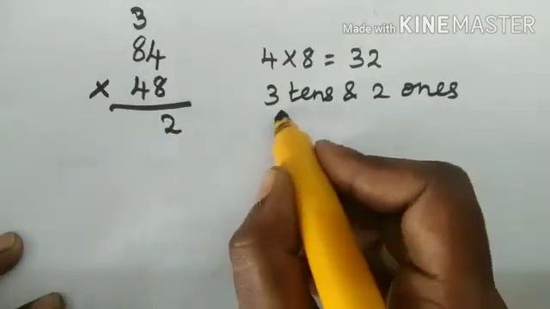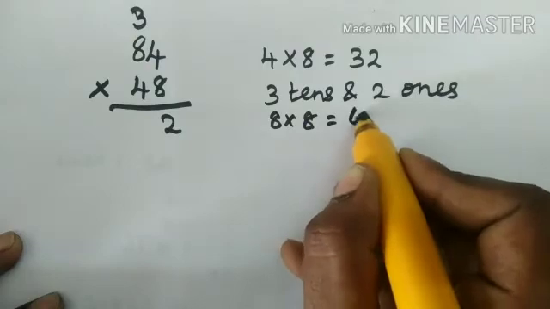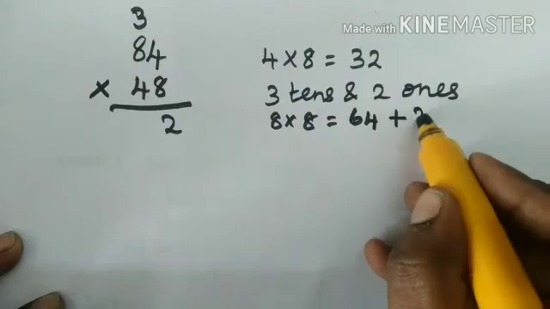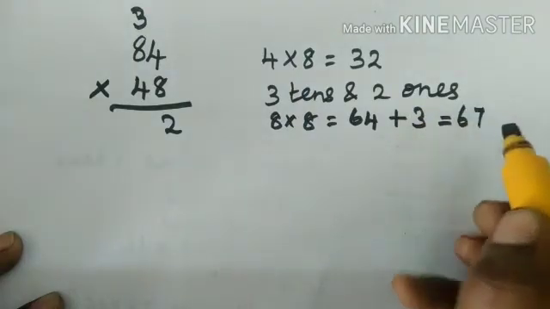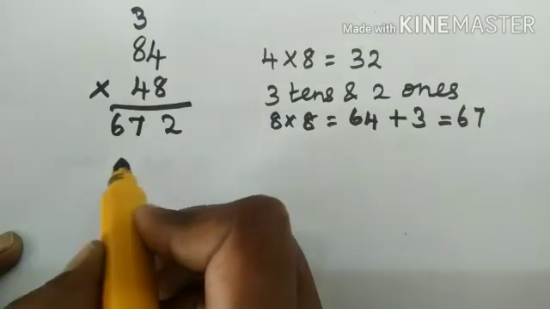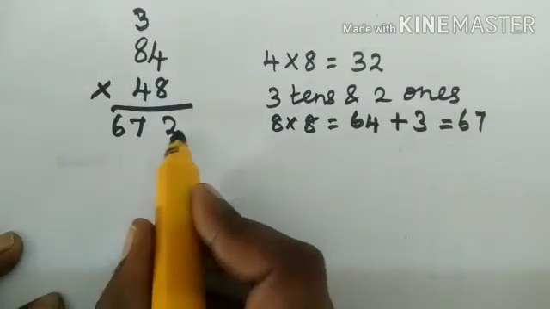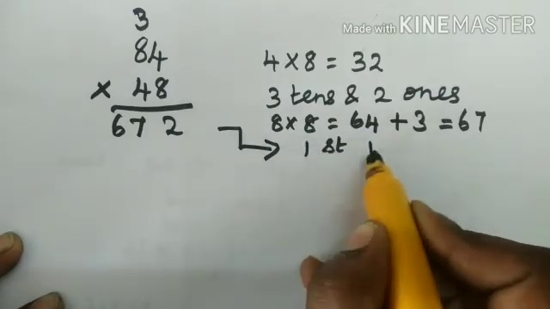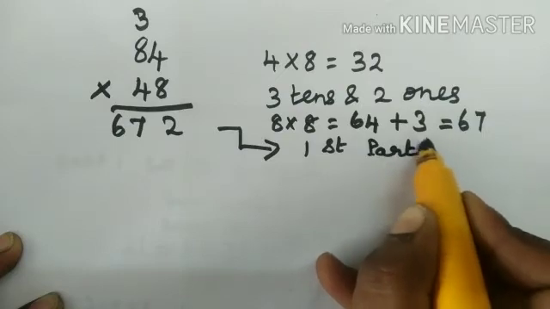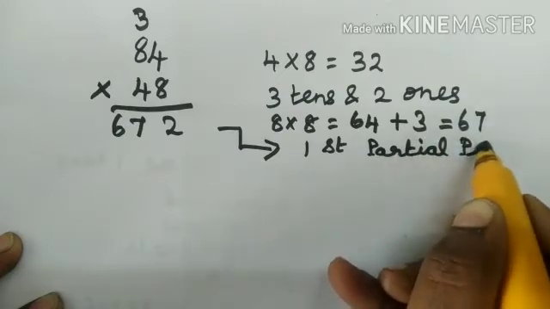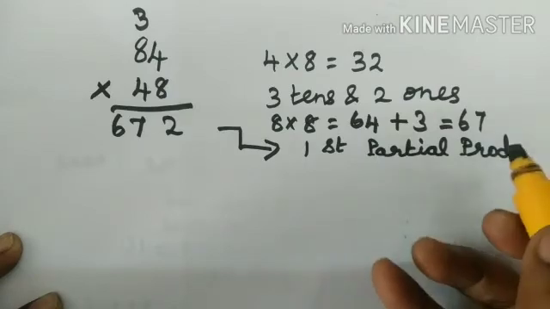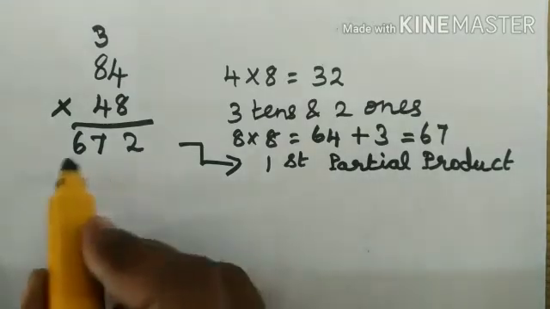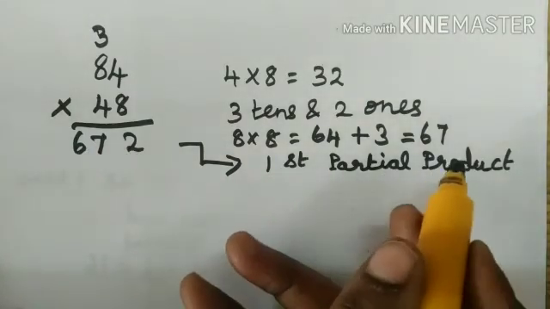8 into 8 is equal to 64. 64 plus the carry over 3 is equal to 67. So you have to write 67 here. 672 is the first partial product.